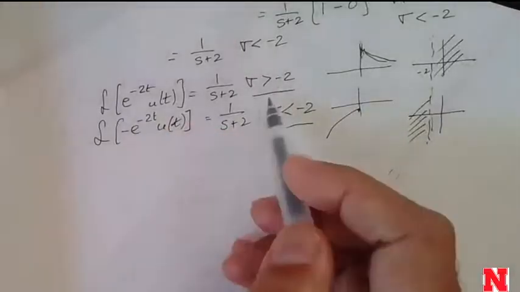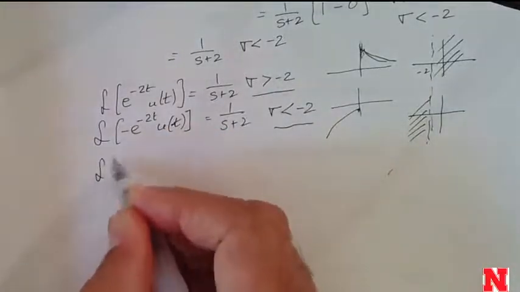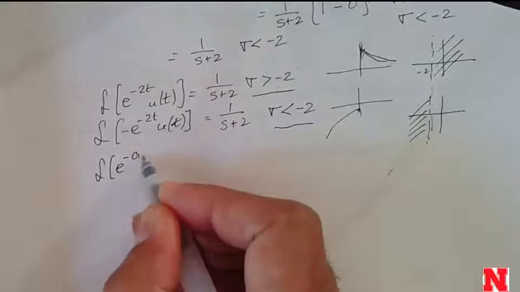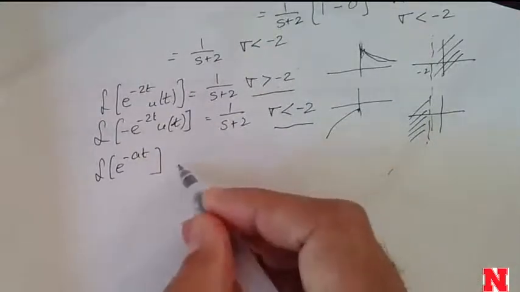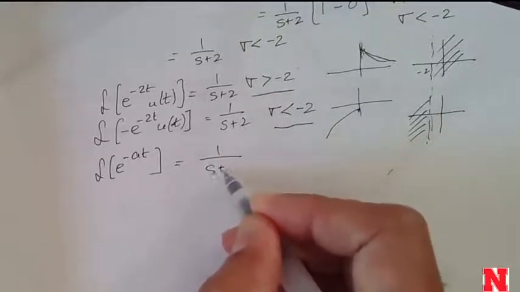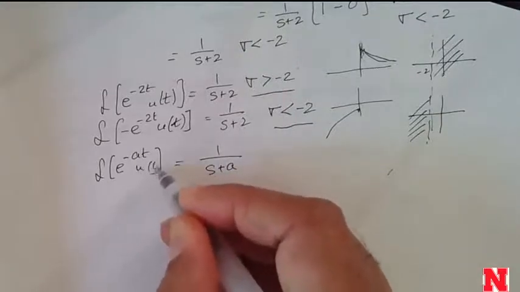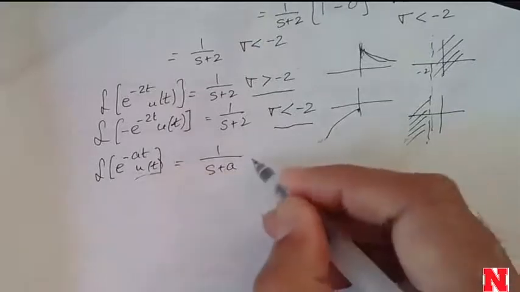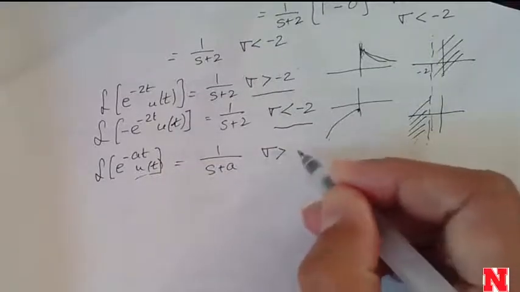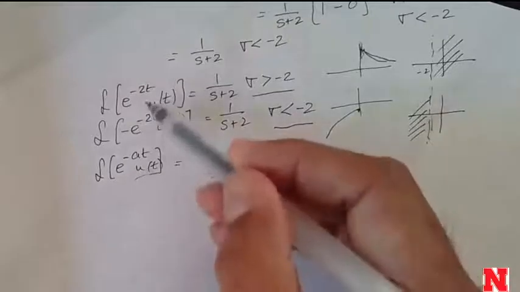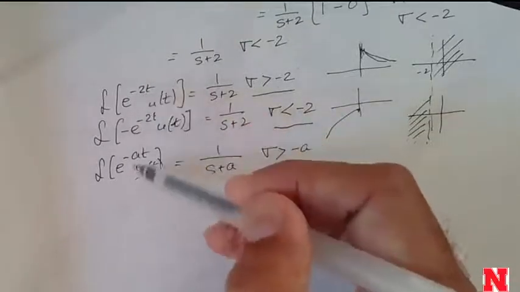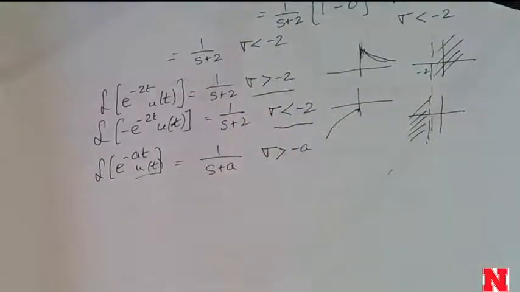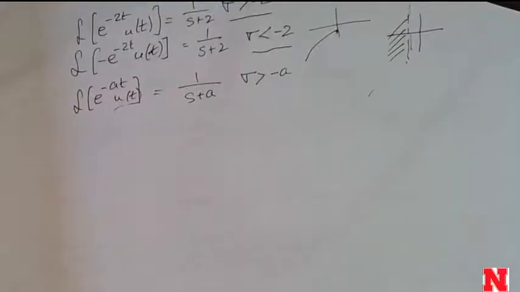By the way, by now, this is going to be something that we'll do over and over again. So let's make it a general rule. If I have the Laplace transform of e to the minus at u of t, this will be equal to 1 over s plus a. The u of t is kind of important. Sigma greater than minus a. And of course, all the exponents we've seen have all been real. In just a minute, I will show you one where it isn't real, and we'll go back to it over and over again. Okay, so that's it.